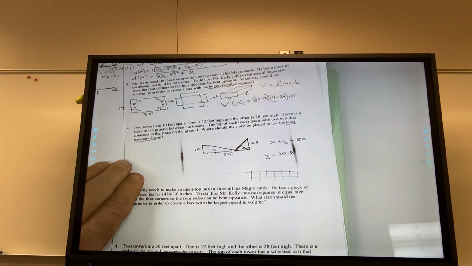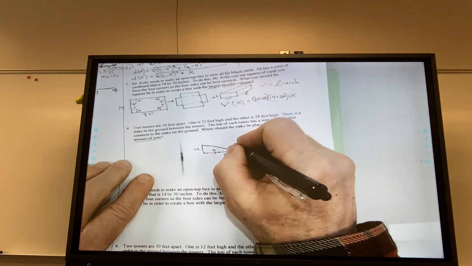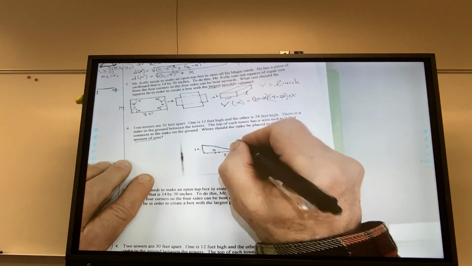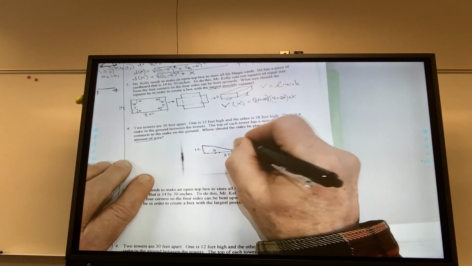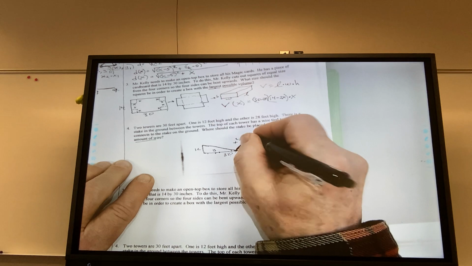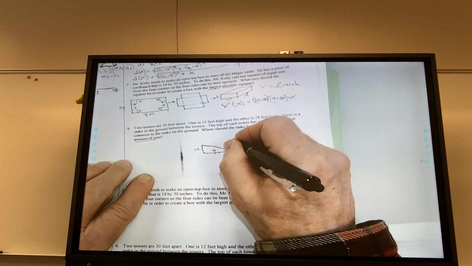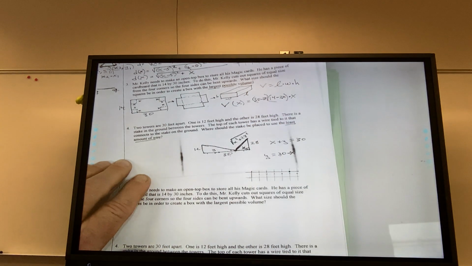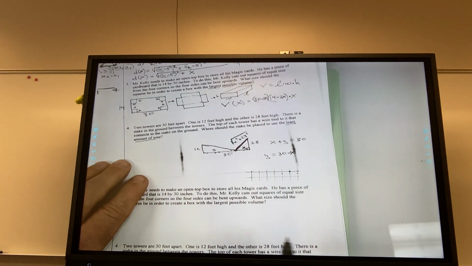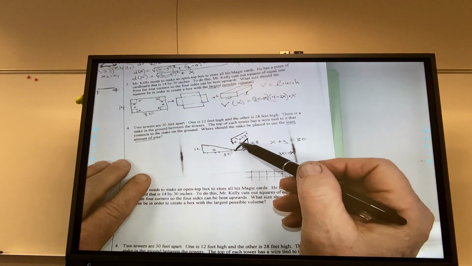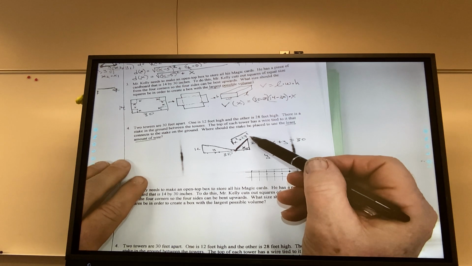Okay, but here's the wire. What's that length? Matthew, this one right here. That'd be the square root of x squared plus 28 squared. The other one would be the square root of x minus 30 squared plus 12 squared. You're correct. I'm going to back up and clarify everything you said here. Where does he get that from?